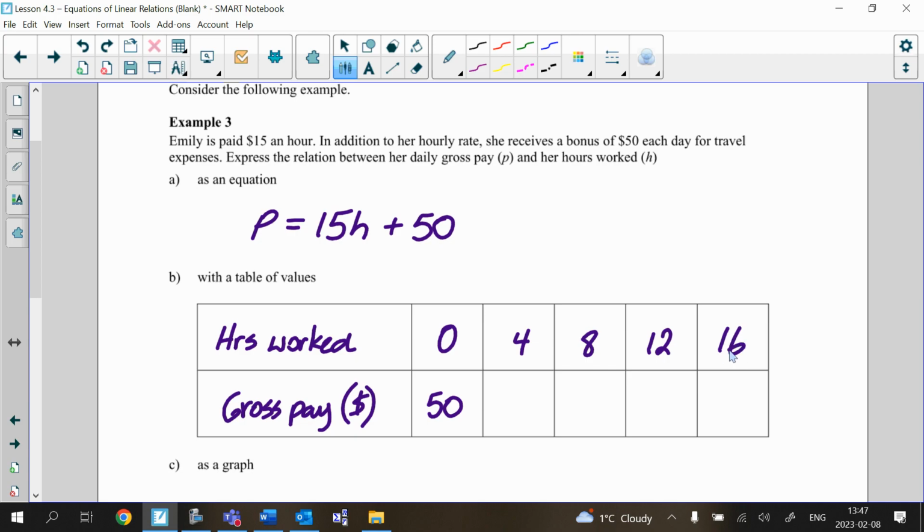So how much does she get paid here? She gets $110. 4 times 15 and then add 50. How much does she get here? 120 plus 50, she gets 170 bucks.